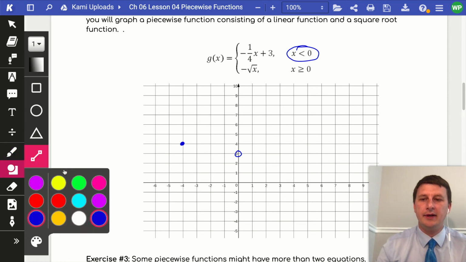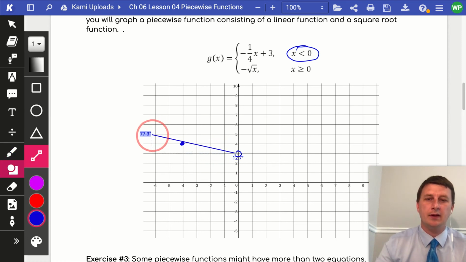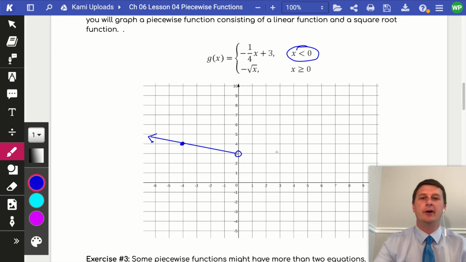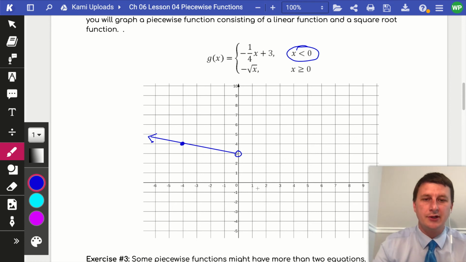And I'm going to go ahead and connect those 2 points. And if I wanted to extend it a little bit, but I wouldn't extend it, that's not necessary. And then put an arrow on the end of that to show it goes on forever in that direction. There's our linear part of the function.